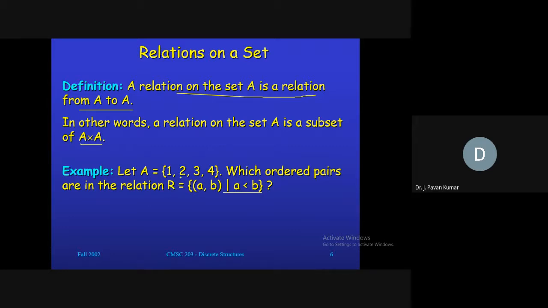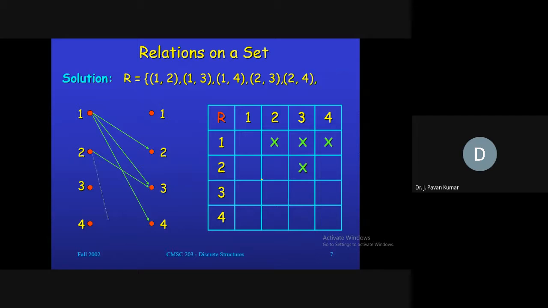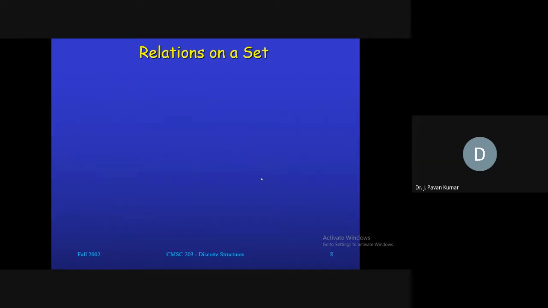Can you tell? A is 1, 2, 3, 4, and R is defined as (a, b) such that a is less than b. Now, what will be part of R? 1 comma 2, 1 comma 3, 1 comma 4. Why? Because these all satisfy this condition. Next 2 comma 3, 2 comma 4. Next 3 comma 4. So these will be part of relation R. The same thing can be represented as a digraph as well, and of course as a matrix. Corresponding entries we can fill, and we can have this kind of relation.